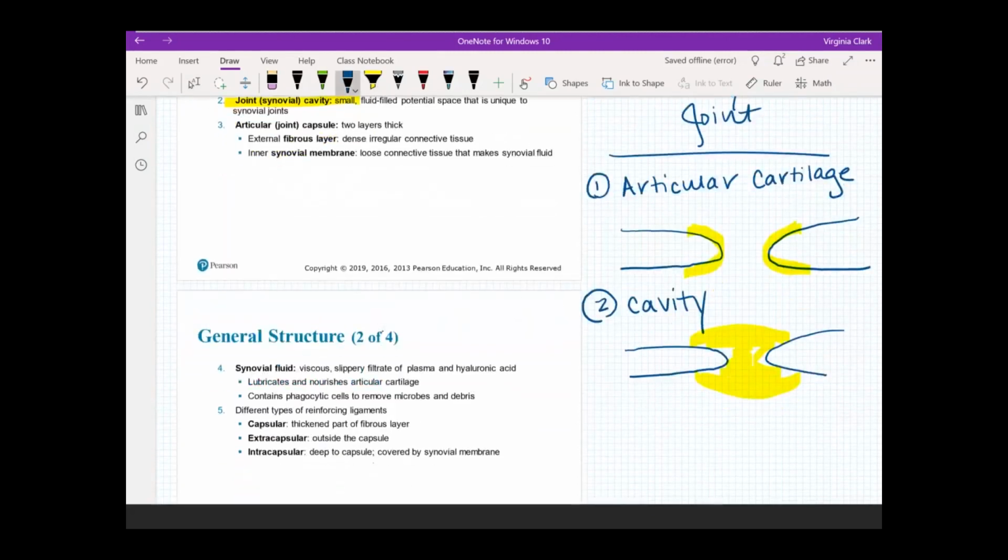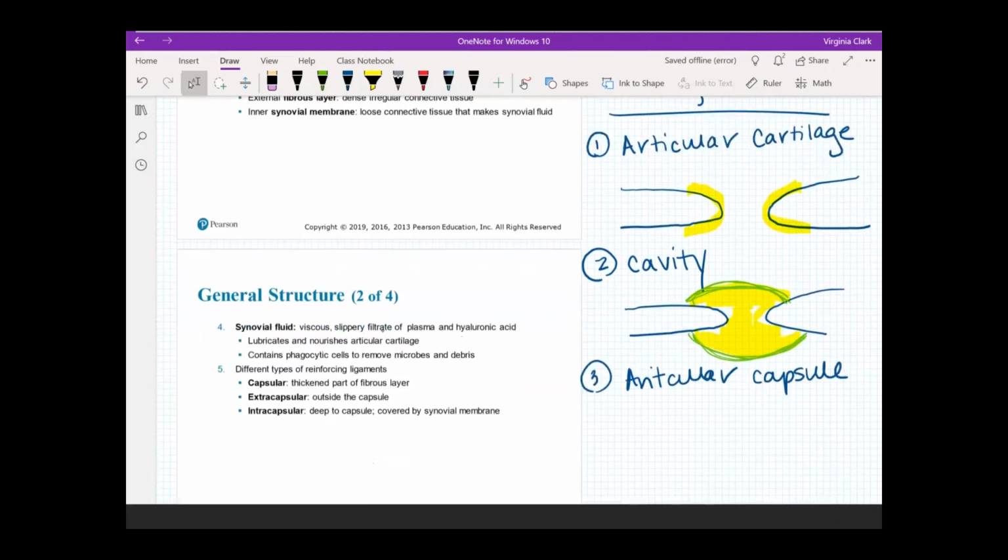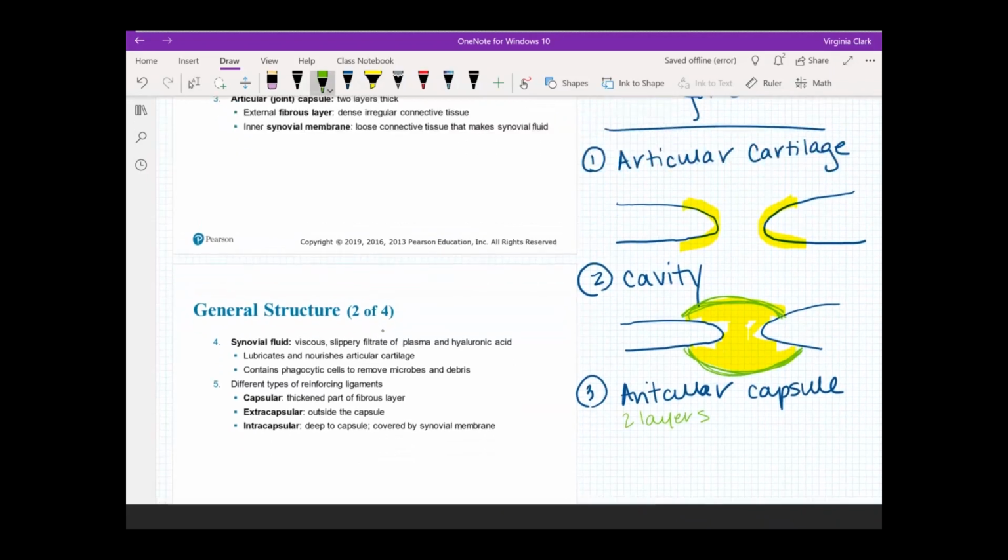Okay, the third characteristic is that there is an articular capsule around this cavity. So if we have this lovely little cavity right here, this articular capsule will actually surround this cavity and give it essentially a framework. So we're going to have a capsule that goes all the way around it. This capsule is going to be 2 layers. I just drew it on our example right here. There's going to be an internal layer, which is this green, and that's going to be your synovial membrane.